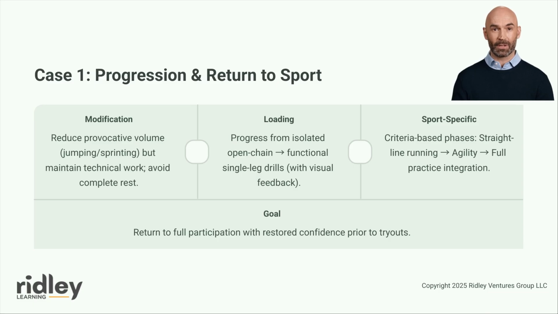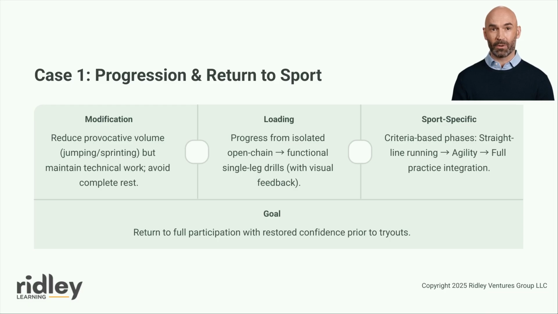Activity modification during the initial treatment phase balances symptom management with maintenance of athletic identity and fitness. Complete rest is not recommended given evidence that continued activity with intolerance promotes better outcomes than cessation. Instead, the patient modifies soccer training to reduce provocative activities while continuing participation. Specifically, she reduces jumping and sprinting volume while maintaining technical work and moderate intensity running. This approach maintains her connection to the sport while allowing symptoms to settle.